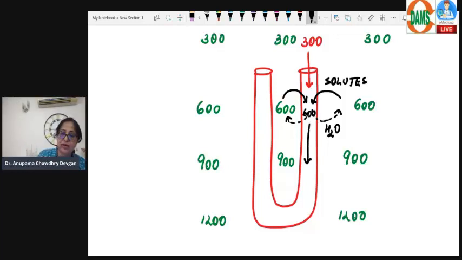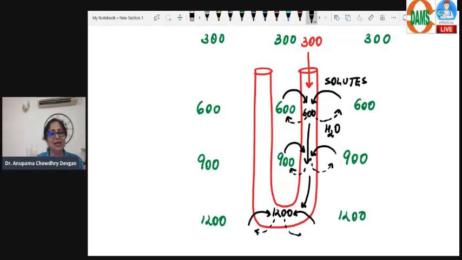Now this moves into an area where the surrounding osmolality is even higher. So more solutes will come from outside to inside. Water goes from inside to out till the inside and the outside osmolality is the same. Again, this moves into an area where the surrounding osmolality is even higher, so more solutes come in and water goes out till the osmolality is the same.